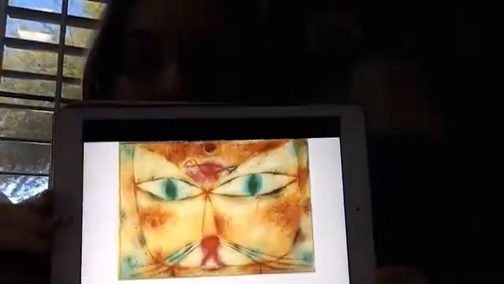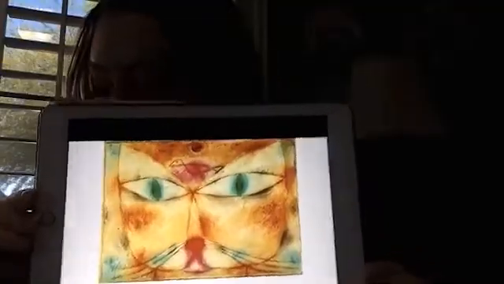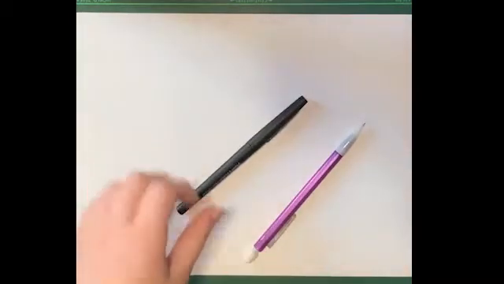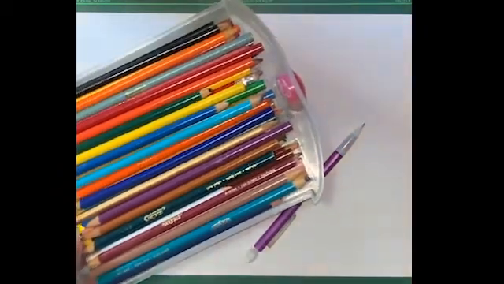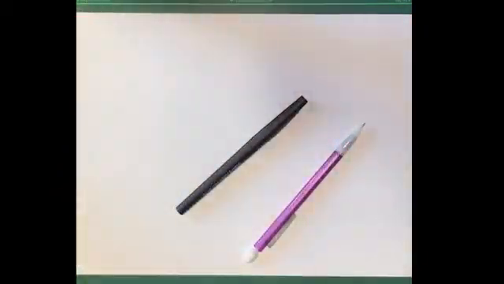So today we're actually going to be recreating Cat and Bird. And we're going to do that right now. So let's begin. All right, scholars. So for this activity, you're going to need one piece of blank paper, a pencil, any black marker that you have at home, and colored pencils, crayons, or markers, anything that you have.